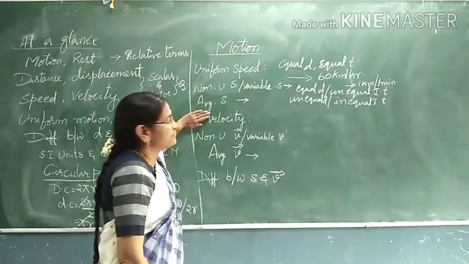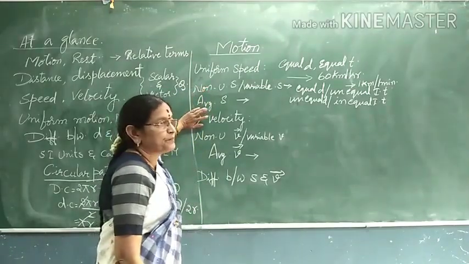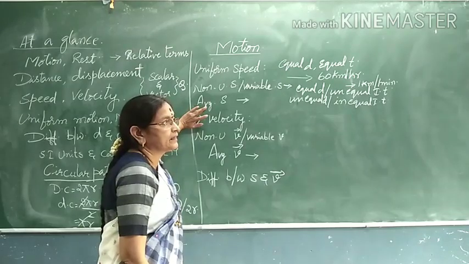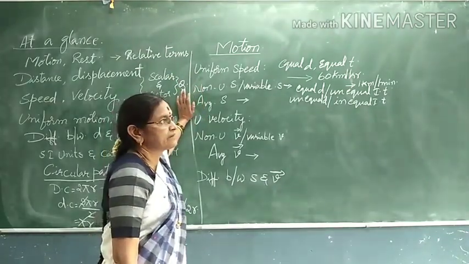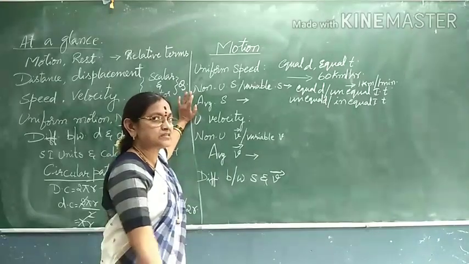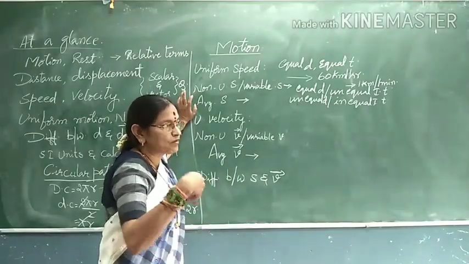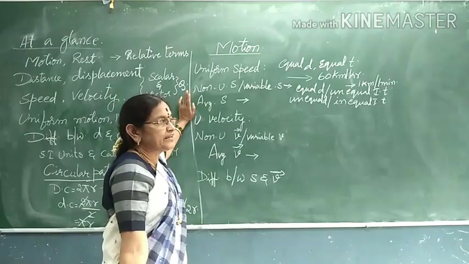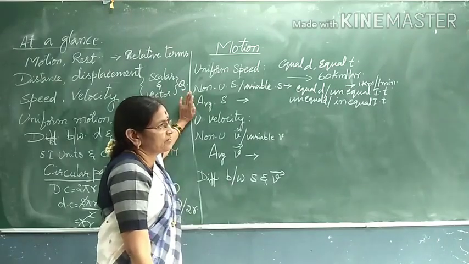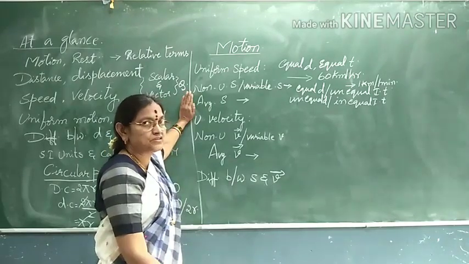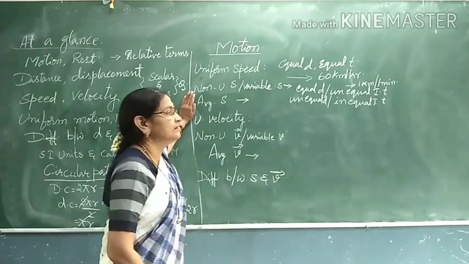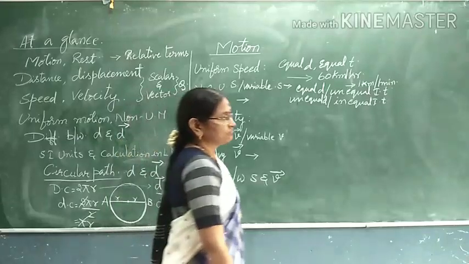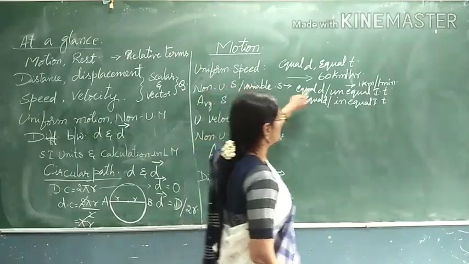Now coming to average speed. Average speed, how will we calculate it? See, suppose it is uniform speed, 60 kilometers per hour. Next hour, one more 60 kilometers. Next hour, one more 60 kilometers. So for 3 hours, what is the average speed? 60 plus 60 plus 60 by 3. You will again get 60 by 1. So for 1 hour, 60 kilometers.